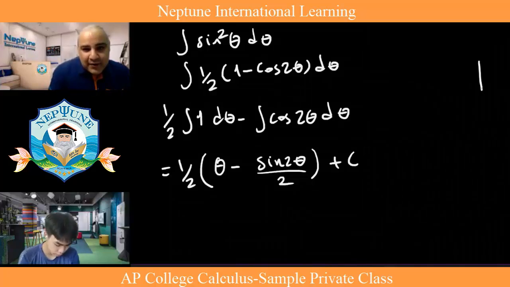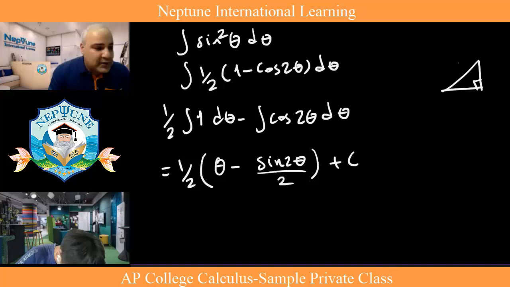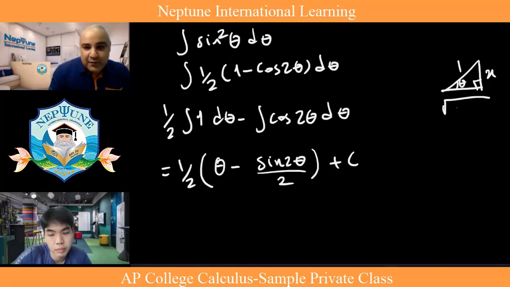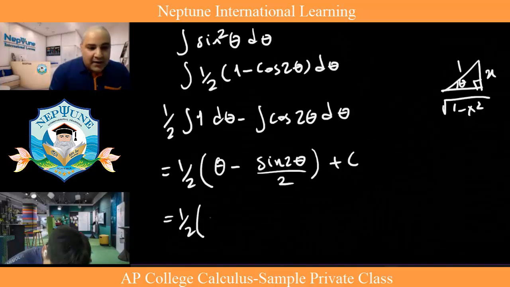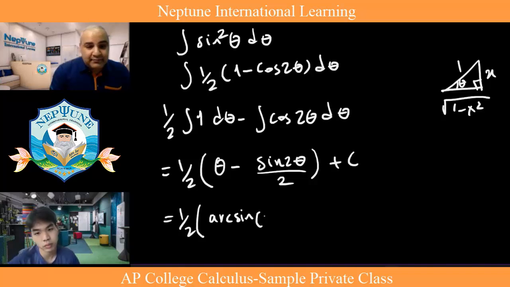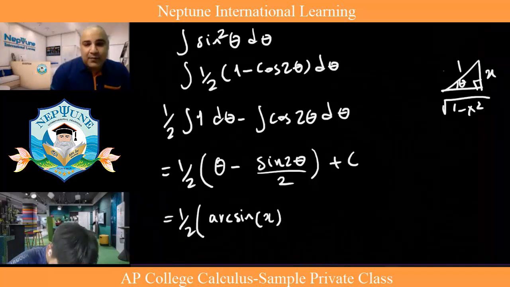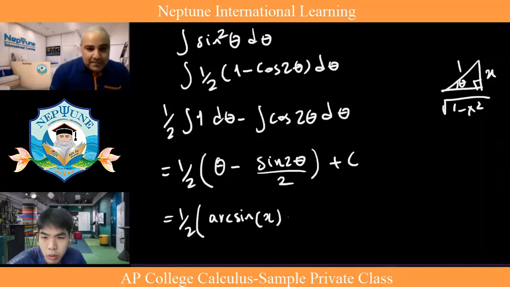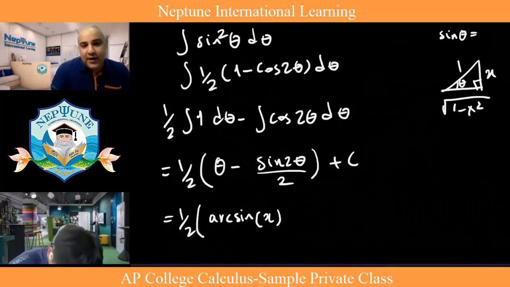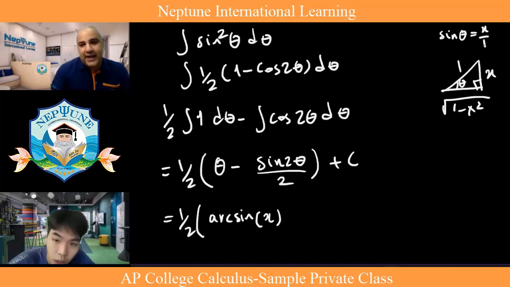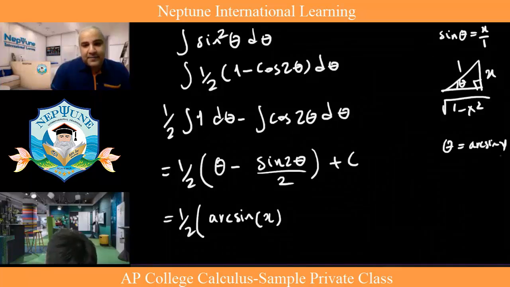Yeah. Now you remember how to get back. We need to go back to our triangle. The triangle was like this. Hypotenuse was 1, the opposite was x, and the adjacent was root 1 minus x squared. So instead of theta, I write arc sine of x, because it's x over 1. Sine theta equals opposite over hypotenuse, which is x. So that means theta equals arc sine x.